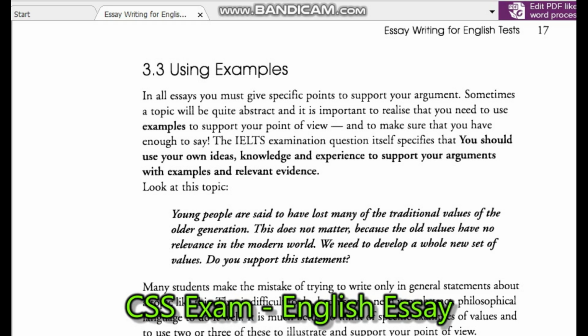Young people are said to have lost many of the traditional values of the older generation. This does not matter because the old values have no relevance in the modern world. We need to develop a whole new set of values. Do you support this statement?